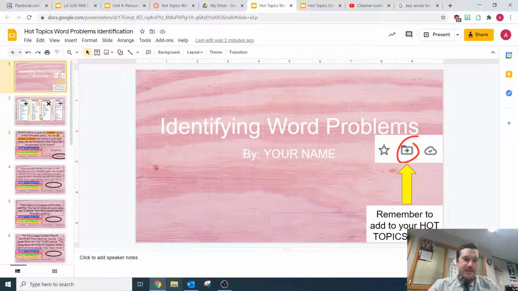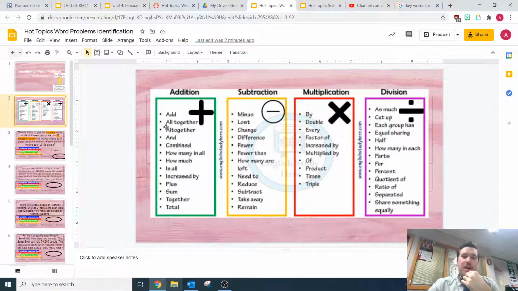So here are some keywords that we're looking for, and I'll show you them. If we're thinking addition, a question is asking us to add things together. It might say add or all together, this and that combined, how many, how much, all, increased by, plus or sum. Then the big ones are together or total. So how many pieces of pizza did he eat in total? These words can really help us understand that it's addition because it sounds like we're putting things together.